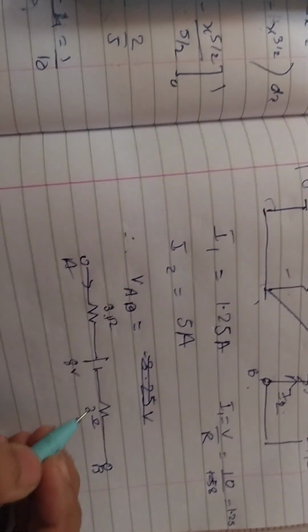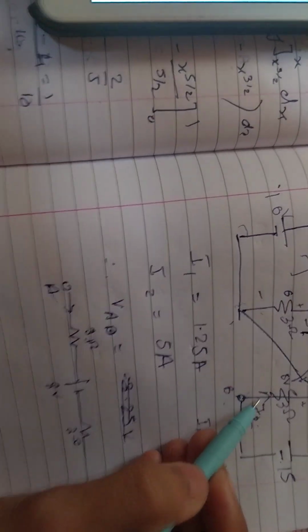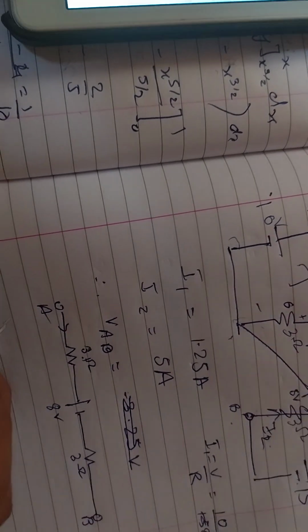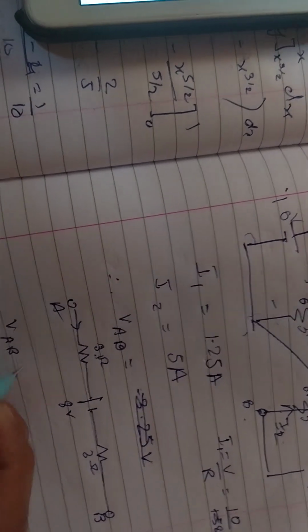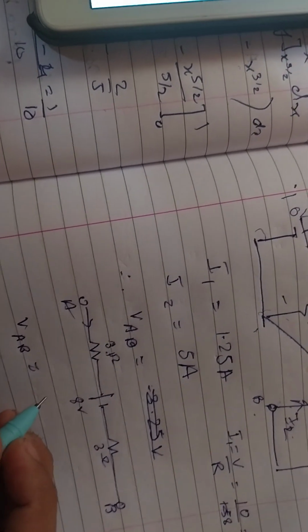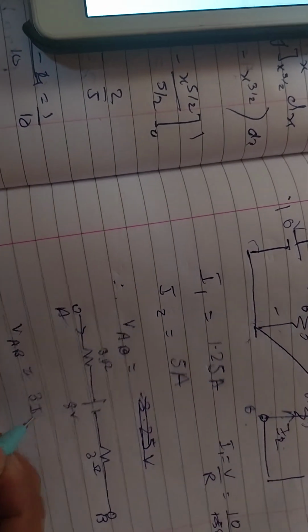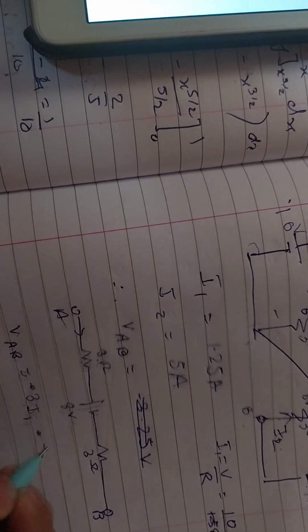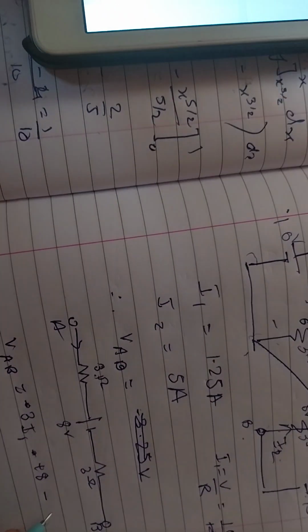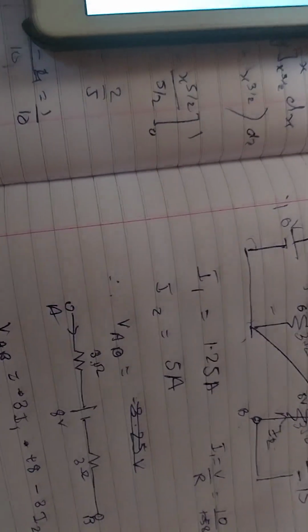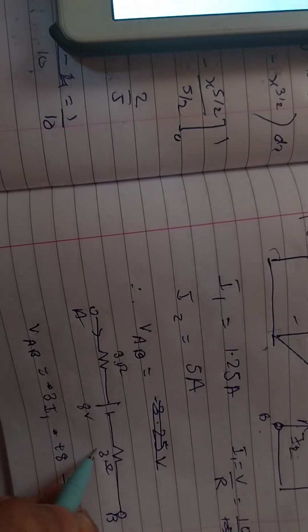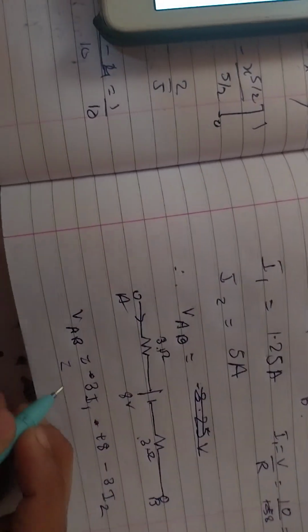So actually this would be positive because the current flowing through this loop is in the opposite direction in which we are tracing the loop. That's why it would be positive. So VAB would be equal to 3I1 minus 3I1, you take it plus 3I1 plus 8 minus 3I2. So basically I just multiplied it by minus 1, so this becomes negative and both of these become positive.